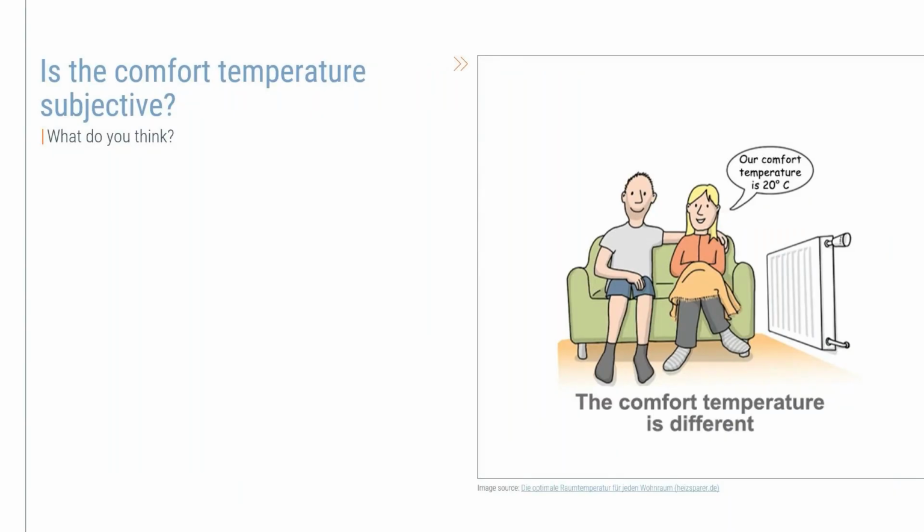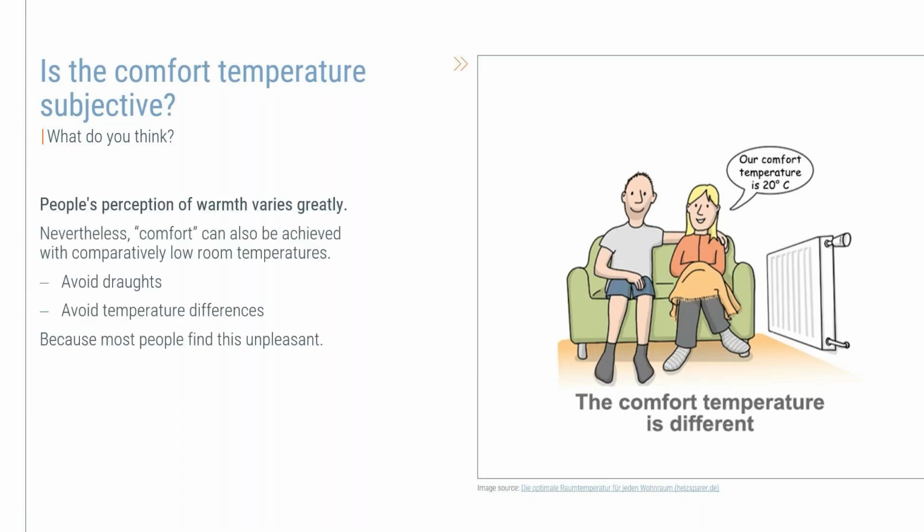I think this little picture shows what we all know, because I think everyone is familiar with the situation shown in the photo. The perception of warmth is very different depending on gender, for example, but also from person to person. Nevertheless, comfort can also be achieved with comparatively low room temperatures. To do this, some things should be avoided. For example, drafts or huge temperature differences, because this is perceived as unpleasant by most people.